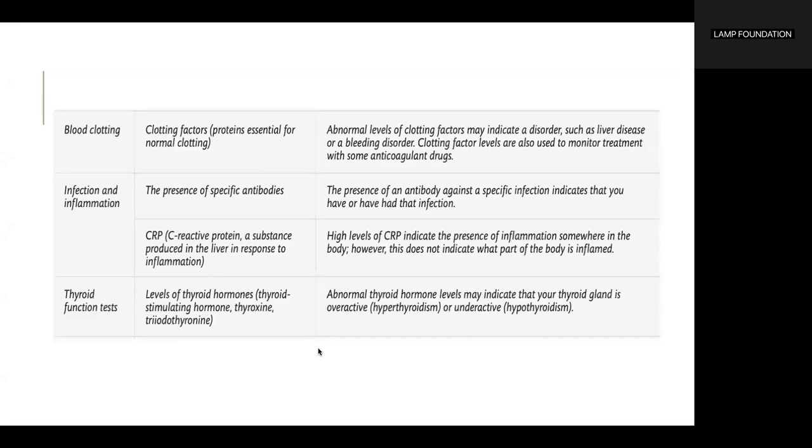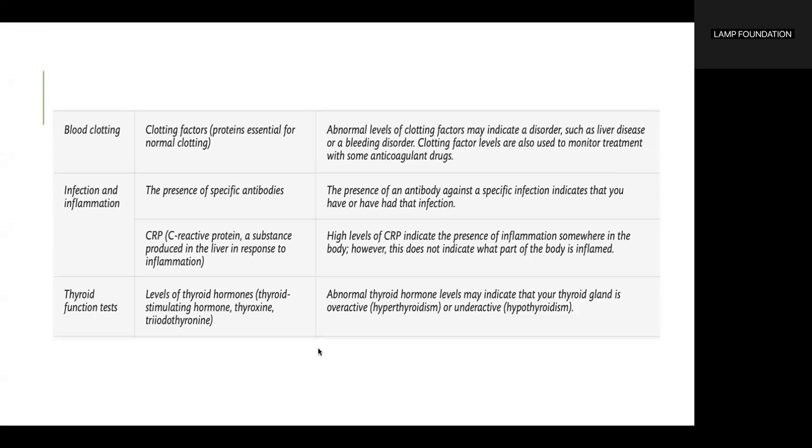Blood clotting. Clotting factors, the proteins essential for normal clotting. Abnormal levels of clotting factors may indicate a disorder, such as liver disease or a bleeding disorder. Clotting factor levels are also used to monitor treatment with some anticoagulant drugs. Infection and inflammation. The presence of specific antibodies indicates that you have or have had that infection.